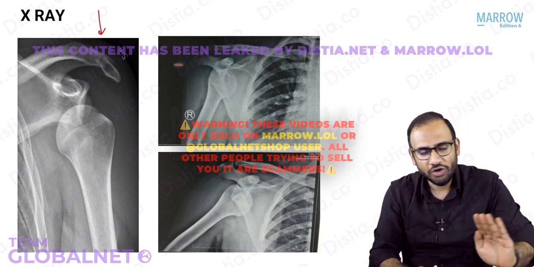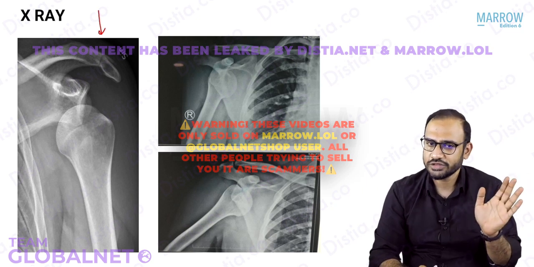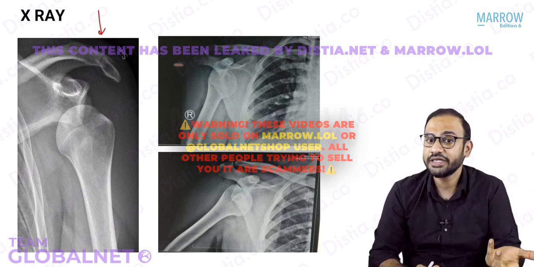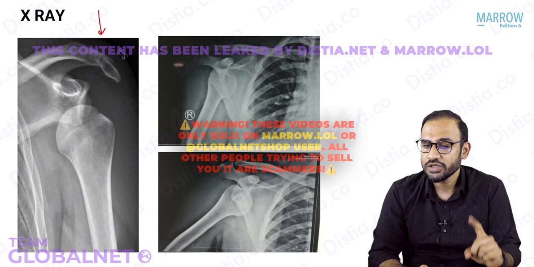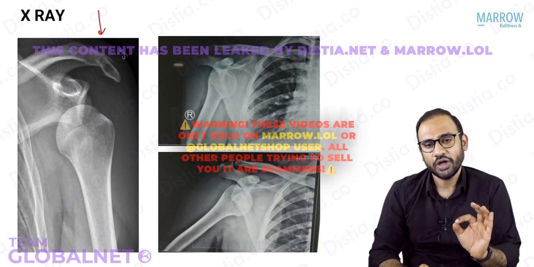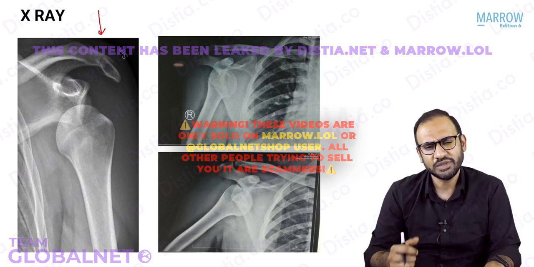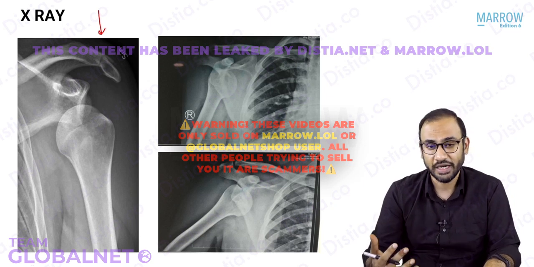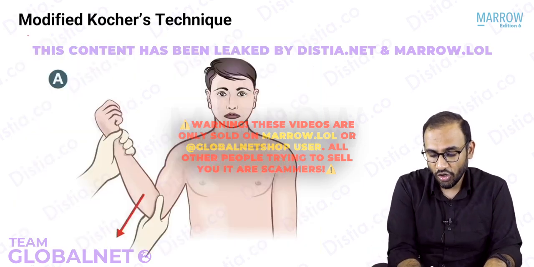Now, how will you reduce it? There is a plethora of techniques of reduction for any dislocation. So the shoulder is no exception. There will be many techniques of reduction. How will you reduce? One very important technique you have to remember for your exam, and this is something that is commonly performed in day-to-day practice: Modified Kocher's technique.